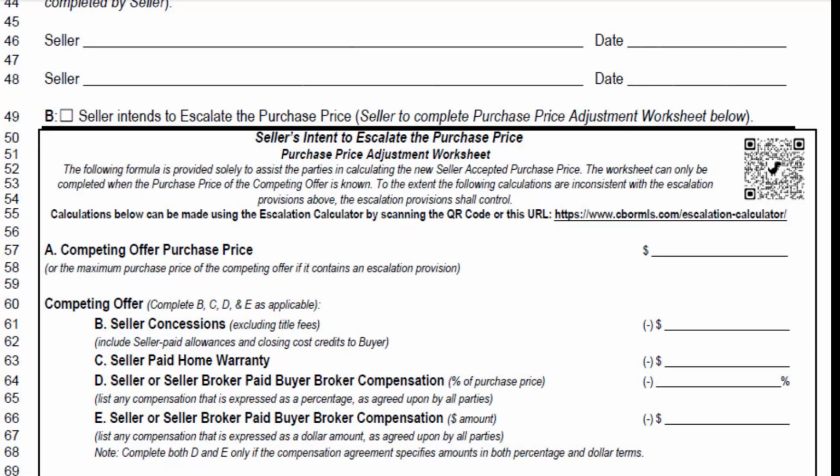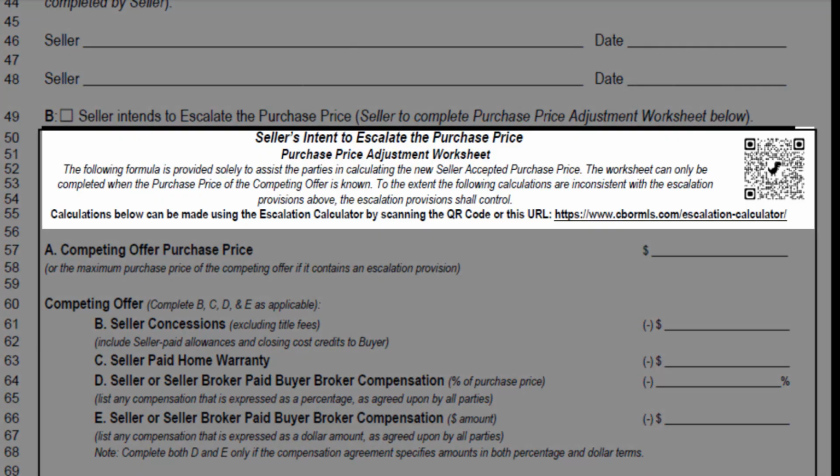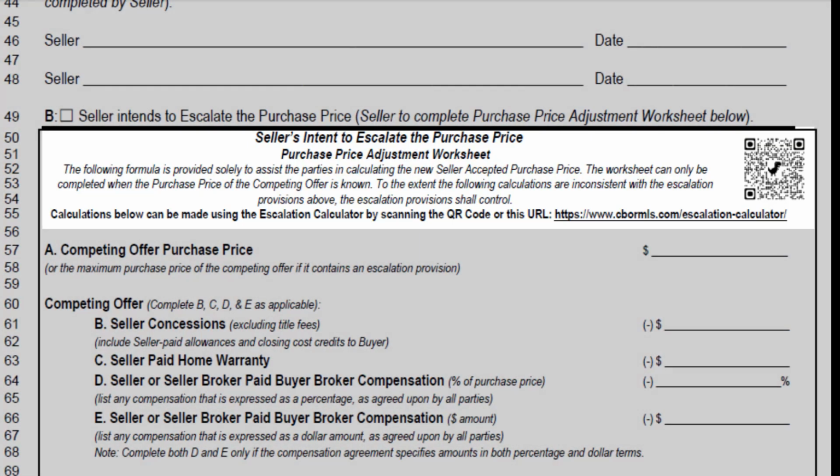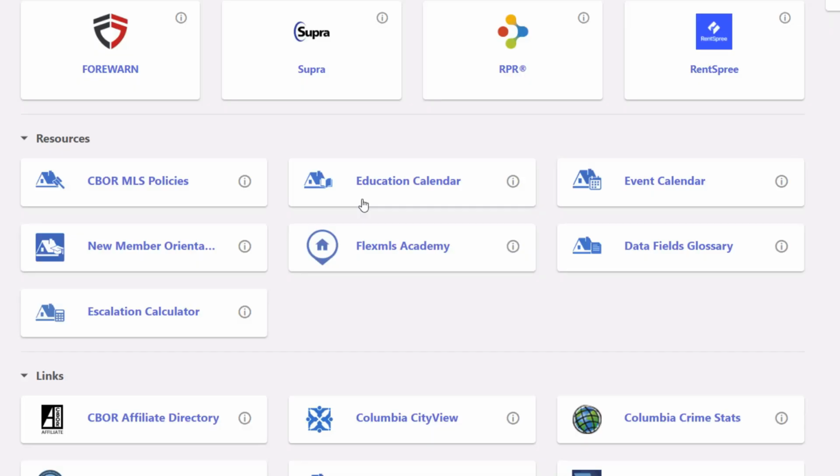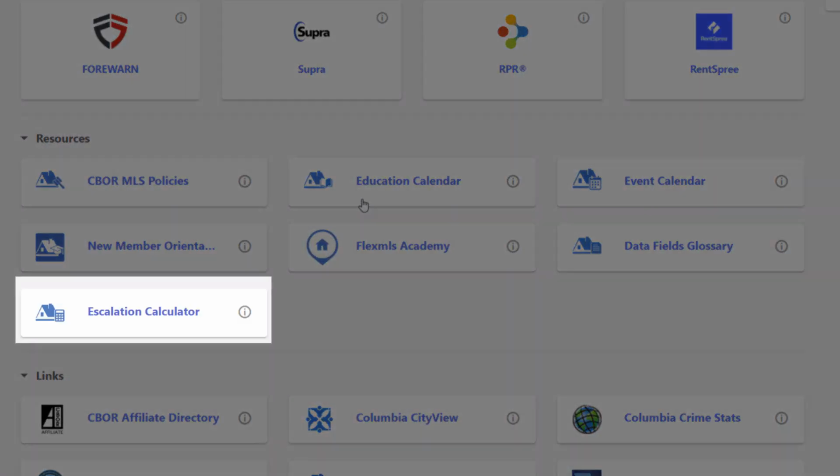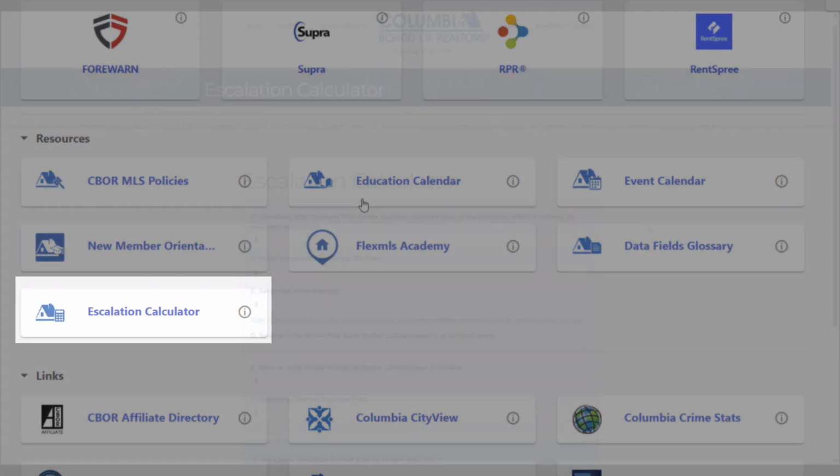Form MSC-134 is available in the Transaction Desk Forms library. It includes both a QR code and a direct link to the Escalation calculator, an online tool that automatically handles the math. You can also access the calculator from the Mid-Missouri Board of Realtors Launch dashboard.